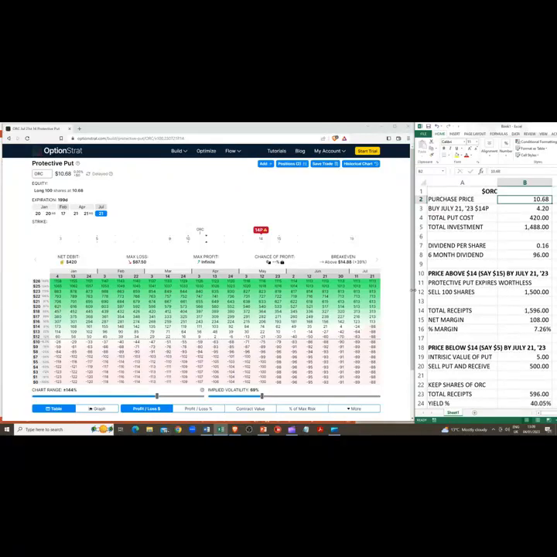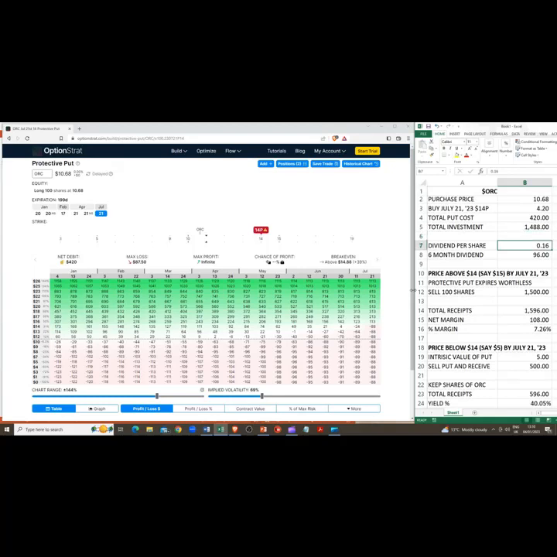So you buy 100 units at that price, and then immediately you also buy the July 21, 2023 $14 put, which will cost you $4.20. So your total put cost is $420, which means that if you combine the cost of buying the put and the cost of buying the shares, your total investment is $1,488 on a 100 unit purchase of the underlying asset and the put contract.